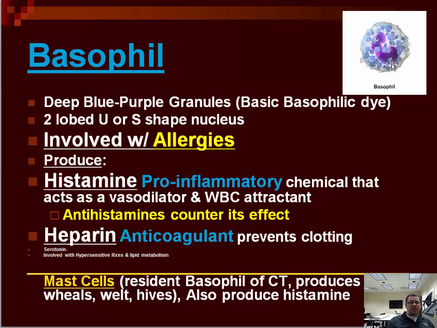So those are your three granulocytes. Basophils play a role with allergies. Again, agranulocytes are referred to as such because they don't have visible granules. Basophils release histamine, which causes inflammation, promotes leakiness of blood vessels, and also attracts white blood cells. The other substance they store and release into circulation is known as heparin, an anticoagulant, which means it interferes with clotting.